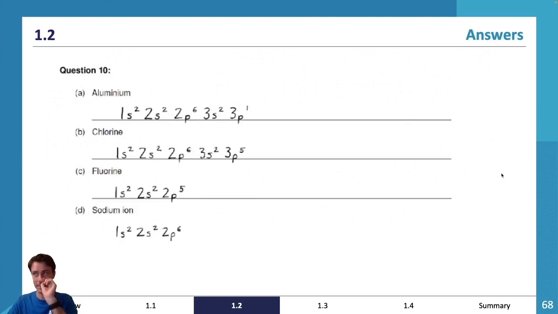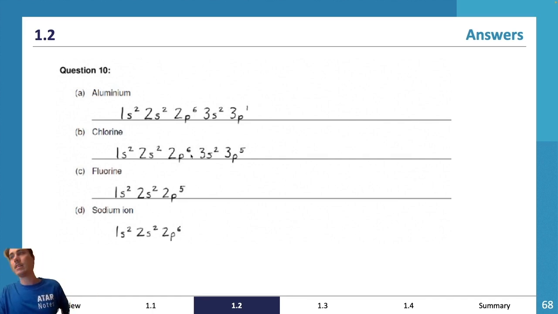Again, just use the periodic table. It's a pretty straightforward way of doing it. So you've got aluminium, chlorine, fluorine, and sodium ions. Again, look at how many protons I have, that's the same amount of electrons. So aluminium here has 13 protons, so therefore you're going to have 13 electrons. So you're going to do your 1s2, 2s2, 2p6, you're at 10 now, 3s2, 12, 3p1.